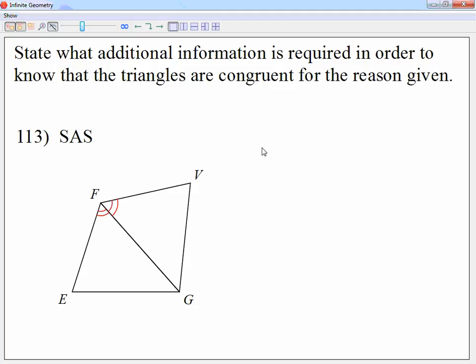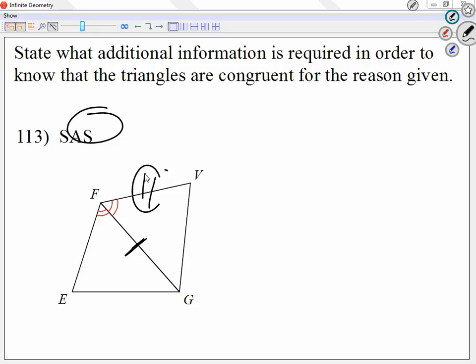I see an angle marked. I'm just waiting for this thing to come back. It's processing. There it is. I can legally mark the side in between it. So you can see the 2 markings on each triangle. What am I missing? Another side. And it will be this side with this side, right? So in order for us to write that, we're going to say FV is congruent to FE.